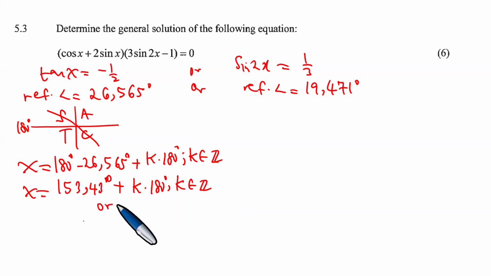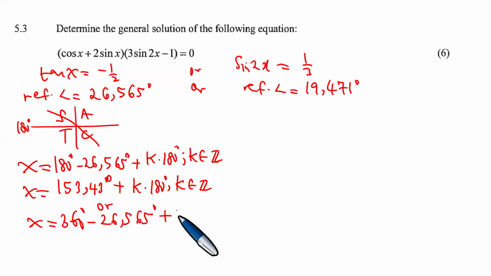Okay, but obviously this is not the only case. We also have one case we can consider here, because the tangent is negative in the fourth quadrant, meaning we'll have 360 degrees minus 26.565 degrees plus k times 180 degrees. You can have that part there. So in other words, you can also have that.